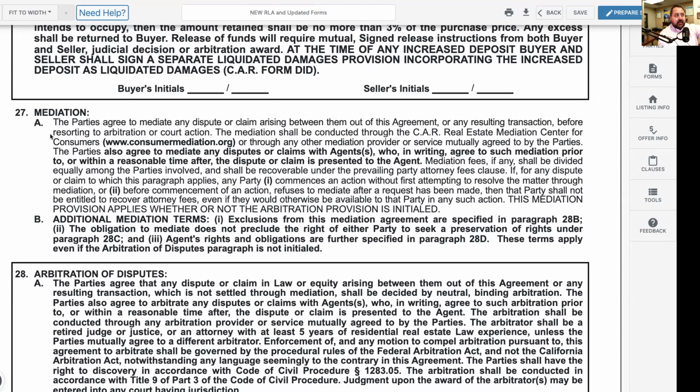So if I refuse mediation, a buyer sues me as seller because there was a dispute about something, and I say I'm not going to mediation, and we go straight to court, then if I win, I cannot request that the buyer pay my legal fees for defending myself because I refused the mediation. So you've got to go to mediation first, even if you don't initial arbitration of disputes here. Okay.